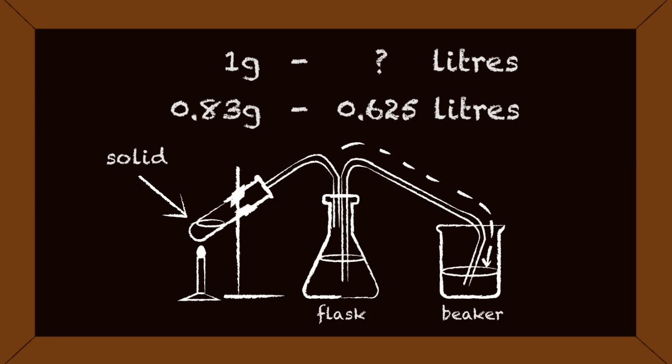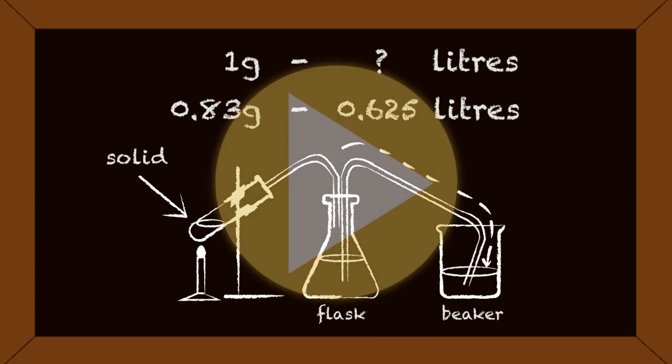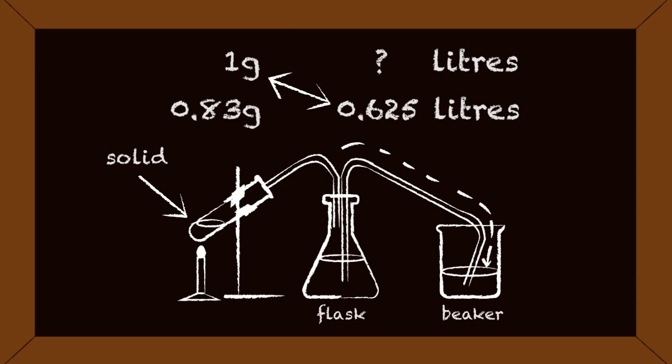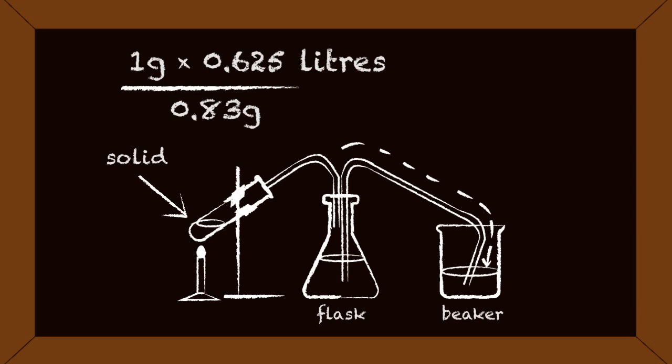Pause, calculate, and continue when ready. The answer is to divide 0.625 litres of oxygen produced by 0.83 grams. This means that 1 gram of oxygen gives you 0.753 litres of oxygen.